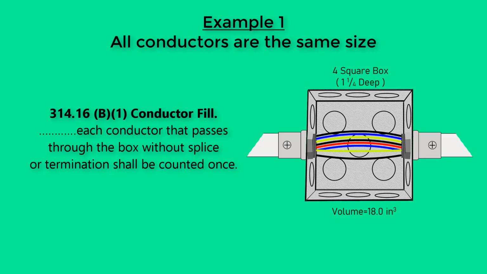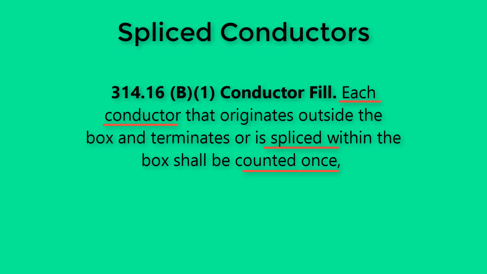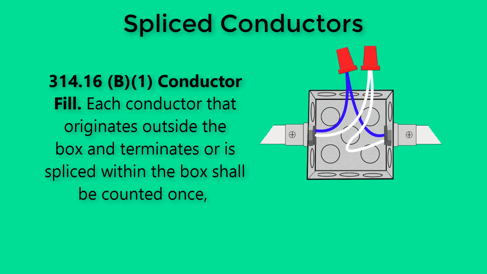Let's now examine how splices affect the conductor fill requirements. The count for conductors that are spliced is covered in Article 314.16(B)(1). This states: each conductor that originates outside the box and terminates or is spliced within the box shall be counted once, and each conductor that passes through the box without splice or termination shall be counted once. A count is added for each spliced conductor. In the example shown, 2 wires are spliced with a wire nut. Each wire is spliced and originates outside of the box. The conductor count in this example is 4.